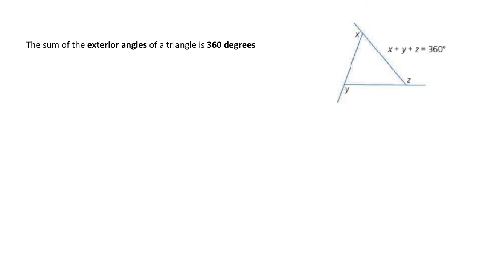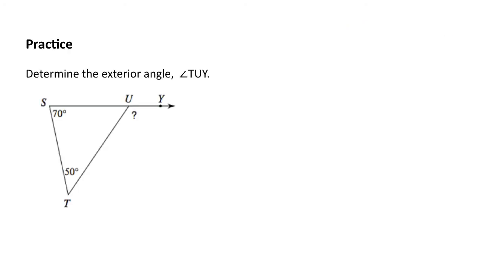So we know what the sum of the interior angles should be equal to. The inside angles will always add up to 180, but the exterior outside angles will always add up to 360 degrees. So now we're going to go through a couple of different practice questions and calculate both interior and exterior angles of triangles.